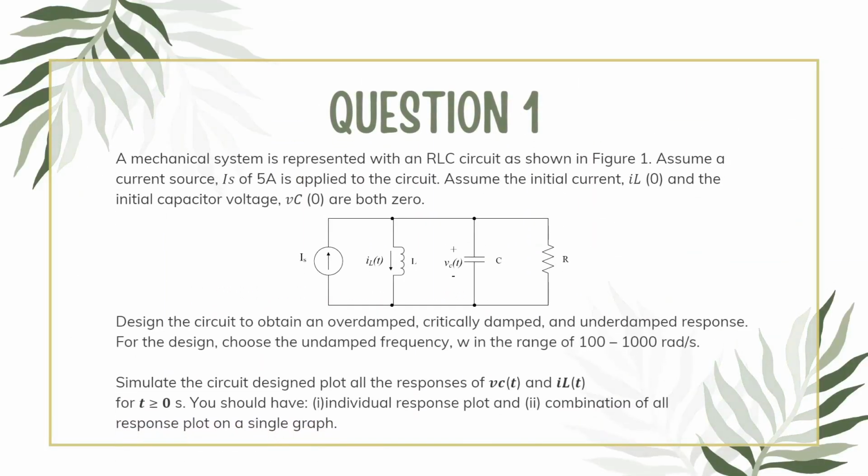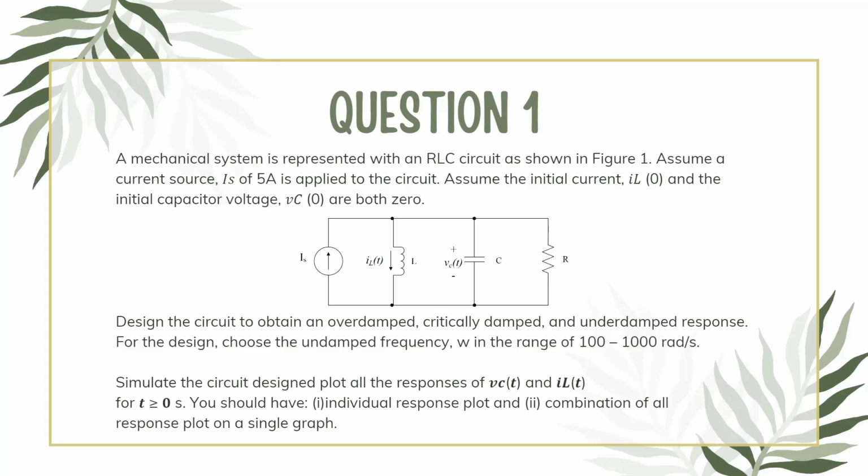Question 1. A mechanical system is represented with an RLC circuit as shown in figure 1. Assume a current source IS of 5 ampere is applied to the circuit. Assume the initial current IL0 and the initial capacitor voltage VC0 are both 0. Design the circuit to obtain an overdamped, critically damped, and underdamped response. For the design, choose the undamped frequency in the range of 100 until 1000 rad per second.